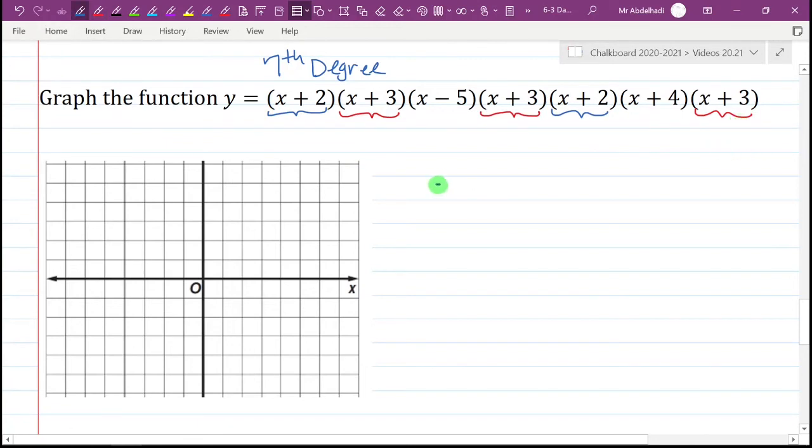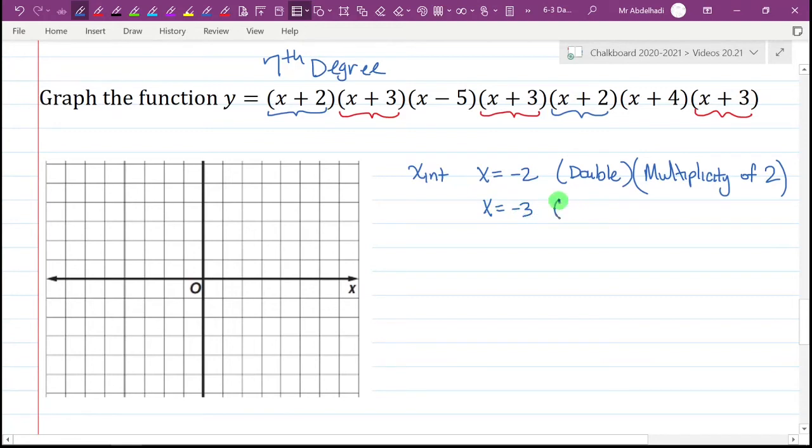So what are our x-intercepts? Well, from this one, you get x equals -2. But there's 2 of them. So it's a double root. Okay, there's 2 of them. This has a multiplicity of 2, meaning it's a double. For the x plus 3, you get x equals -3 as your x-intercept. But this is a triple root. It has a multiplicity of 3. And then you have an x equals 5. And then you have an x equals -4.